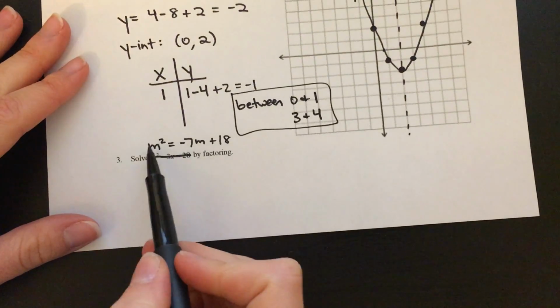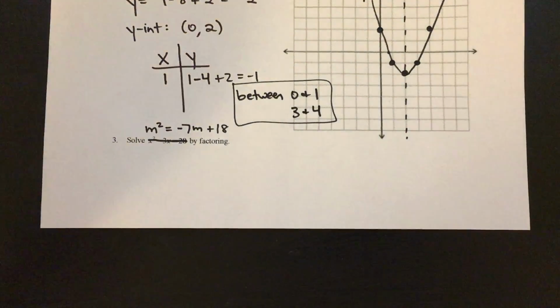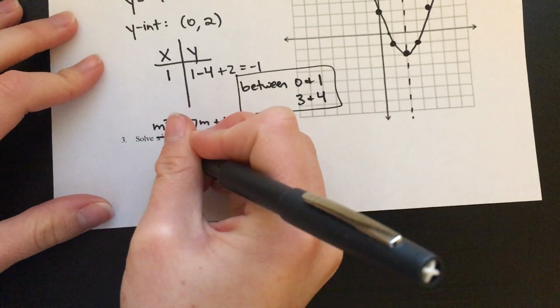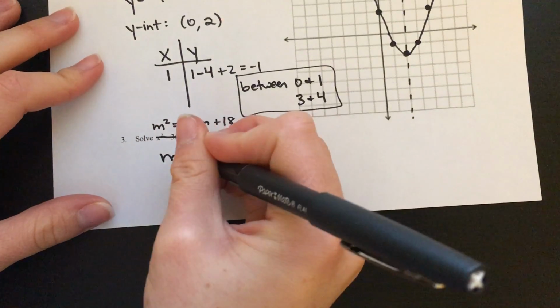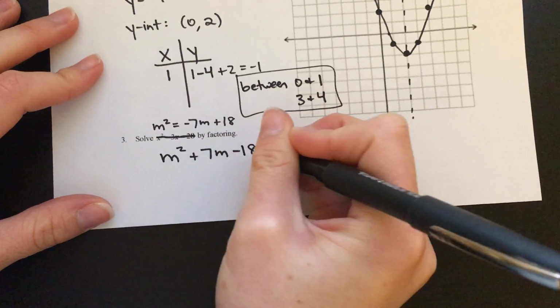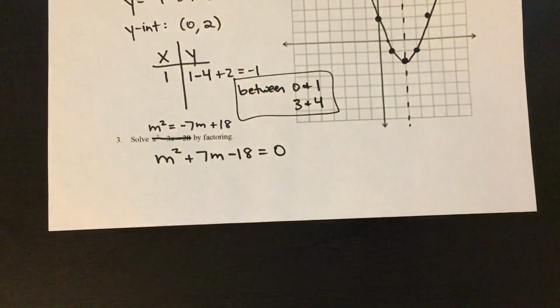Third problem, we're solving this. So this is the new equation that I'm setting up by factoring. So first thing that you have to do is you have to get everything on one side of the equation. So I'm going to keep the m squared right where it is. I'm going to add the 7m over to the other side. And I'm going to subtract the 18 over to the other side, which leaves me with 0 on the right.